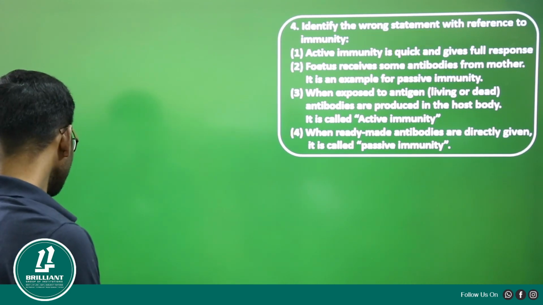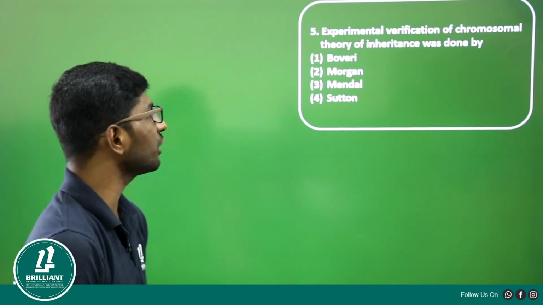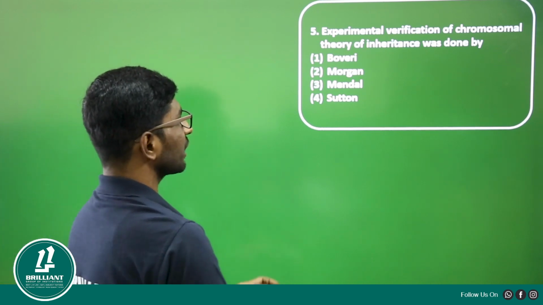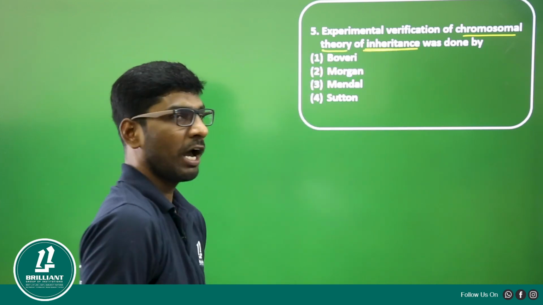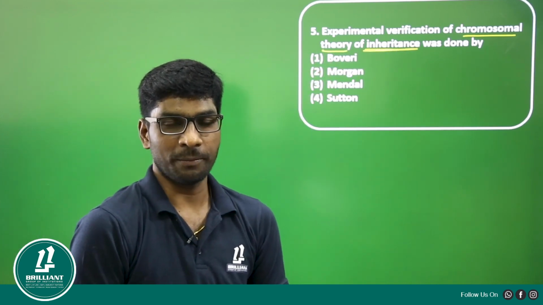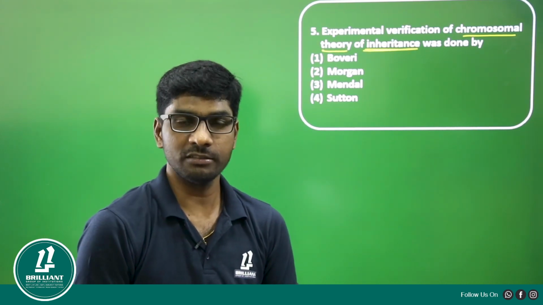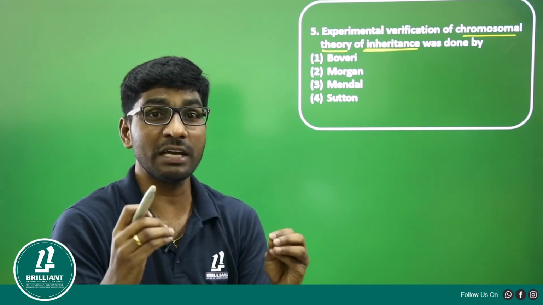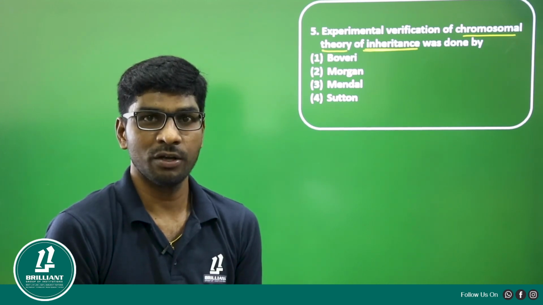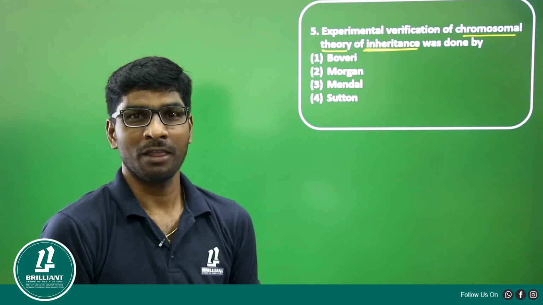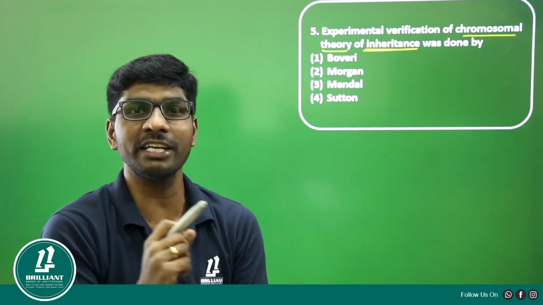Question number 5. Look at the question number 5. Experimental verification of chromosomal theory of inheritance. Wait a minute, students. They are asking what? Chromosomal theory of inheritance. I hope you remember this question. This is also from the 12th grade, Principles of inheritance and variation chapter, right? Chromosomal theory of inheritance was first experimentally done by Morgan. Am I clear? T.H. Morgan, who is called the modern father of genetics.